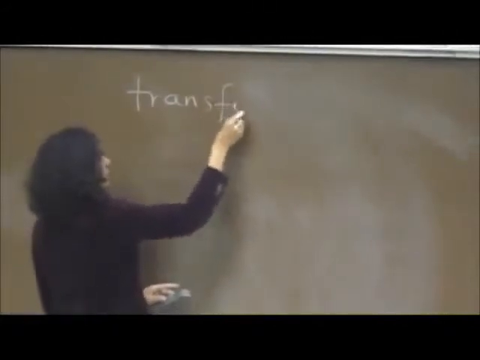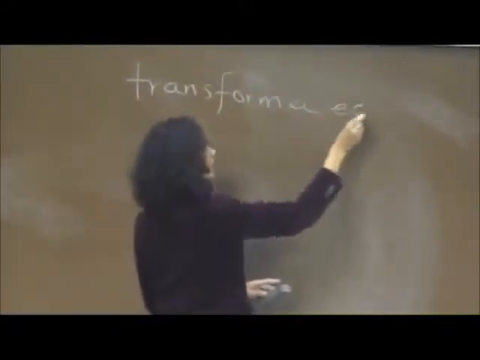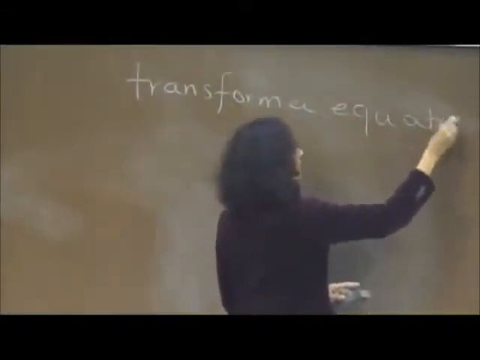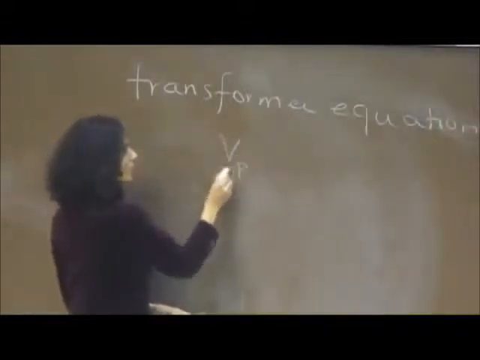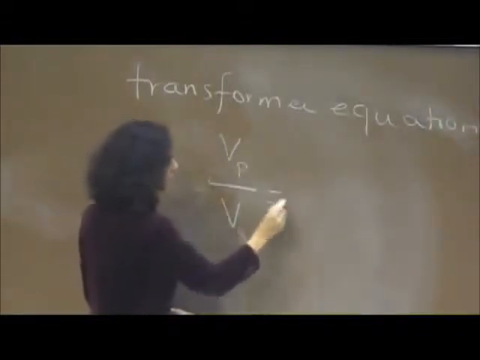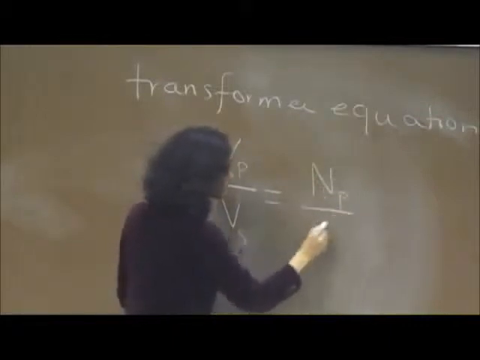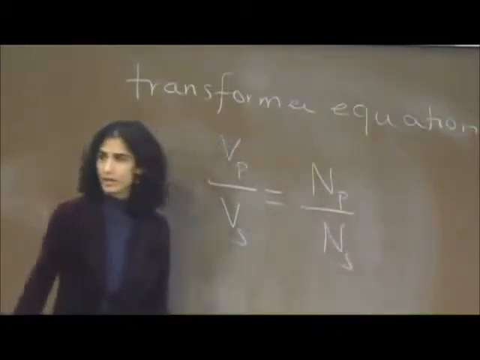Do you remember, is this called a step up or step down transformer? Yeah, this is a step up because it will step up the output voltage compared to the input voltage. If you remember, what we learned is that the transformer equation says that the voltage in the primary divided by voltage in the secondary should be equal to the number of turns in the primary divided by number of turns in the secondary, right?